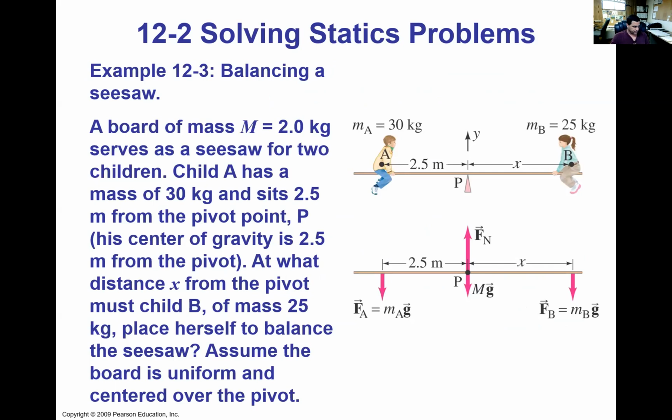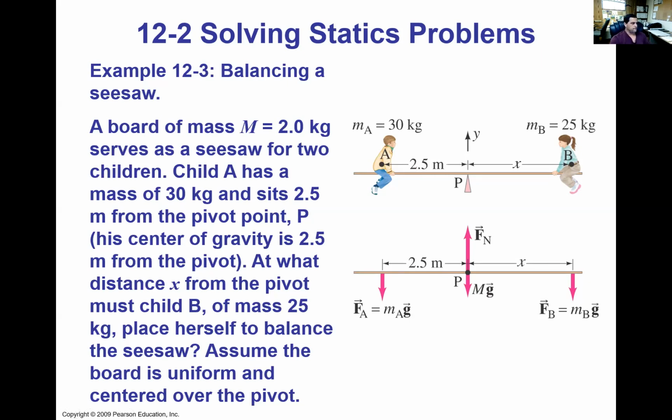So here's an example. You have a board that has a mass of 2 kilograms. We're assuming the board has a uniform density, okay? So if the board has a 2 kilogram mass, that force is going to act in the center of that board. So the mass of the board is 2 kilograms, and it's a seesaw for 2 children. Child A on the left-hand side has a mass of 30 grams, sits 2.5 meters from the pivot point, P.